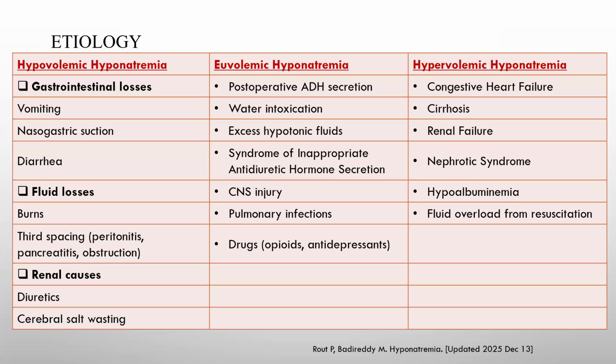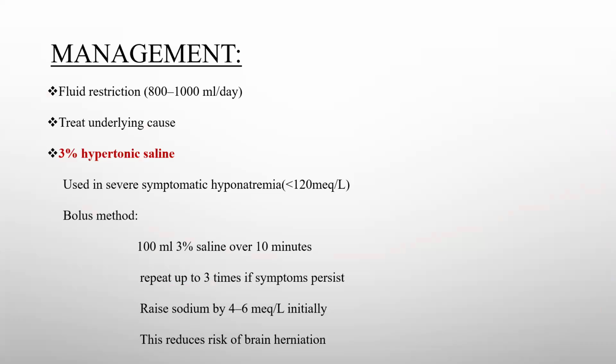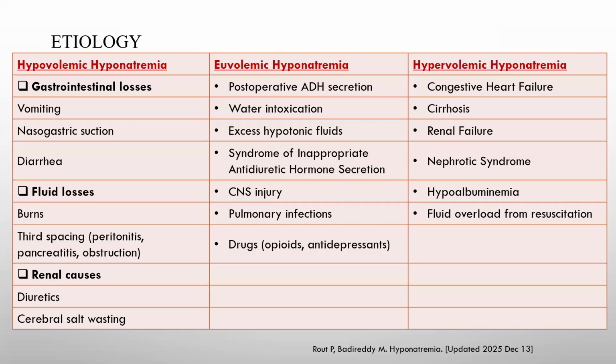So it can be because of the postoperative ADH secretion, water intoxication, excess of hypotonic fluids, SIADH, CNS injuries, etc. Hypervolemic hyponatremia is because here the total body sodium and the water both will increase, but the increase in water is more. So it can be because of congestive heart failure, cirrhosis, renal failure, nephrotic syndrome, fluid overload, etc. So that is called dilutional hyponatremia.